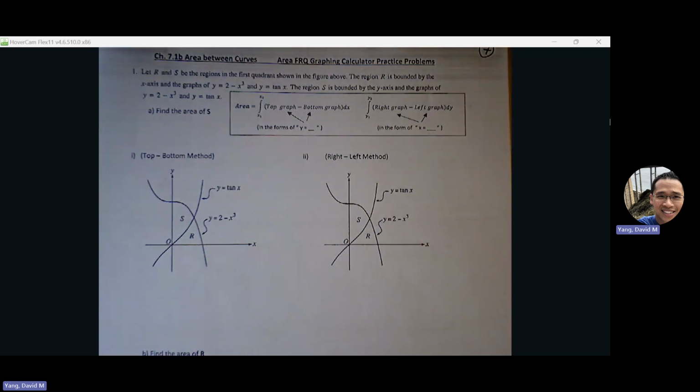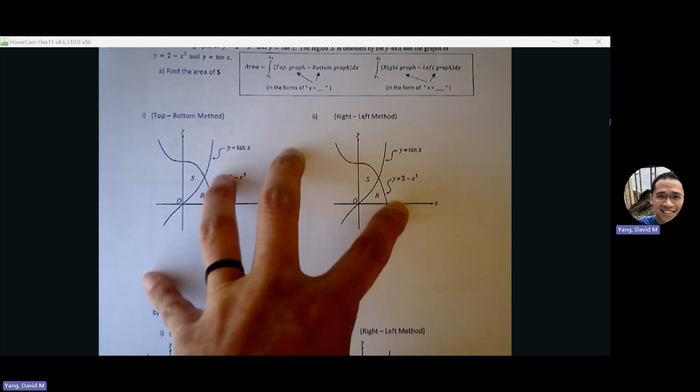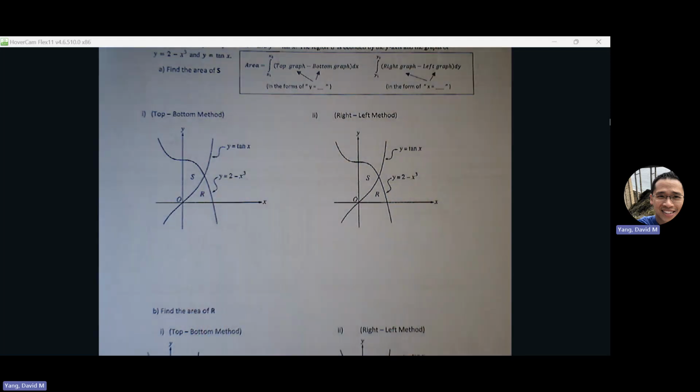Okay, your calculator's out. Today, I want to show you how we can find the area using multiple ways. I feel like if you understand this process, then everything else in this unit kind of falls into place.